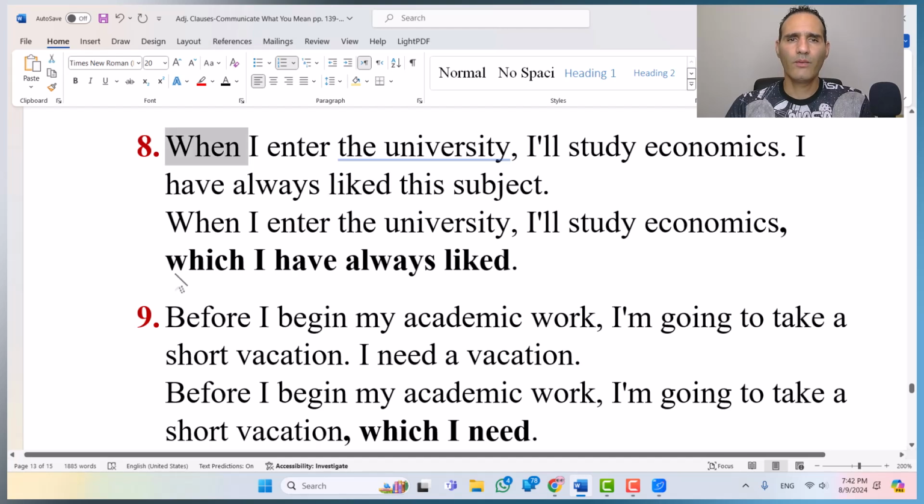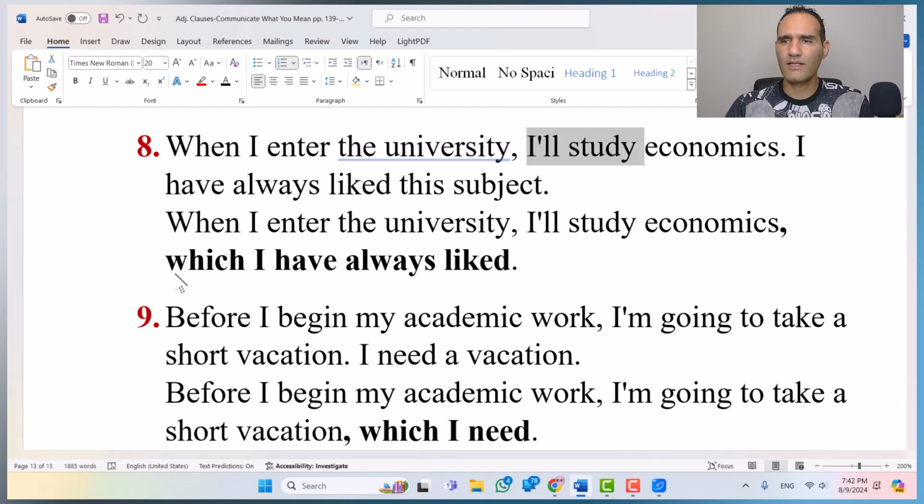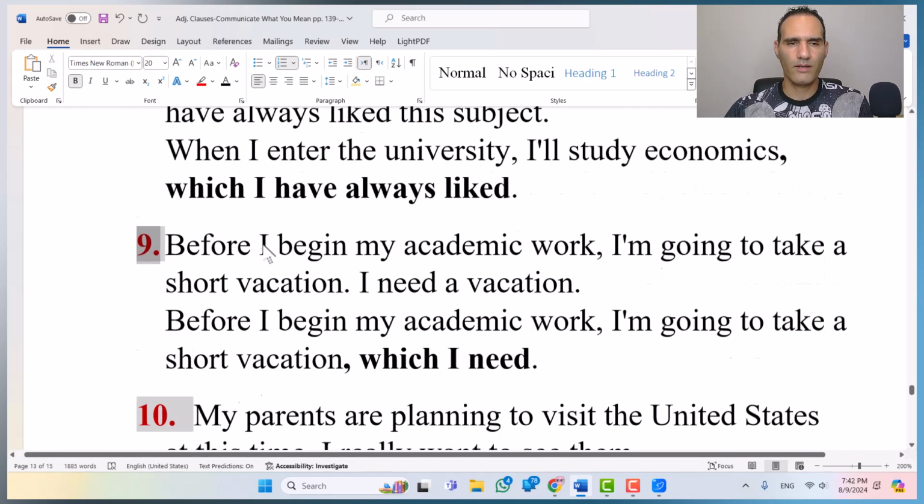Number 8, when I enter the university, I'll study economics. See, if it is a major, it is economics, but economic is an adjective. I have always liked this subject. When I enter the university, I will study economics, which I have always liked. Unnecessary, set off by 1 comma.